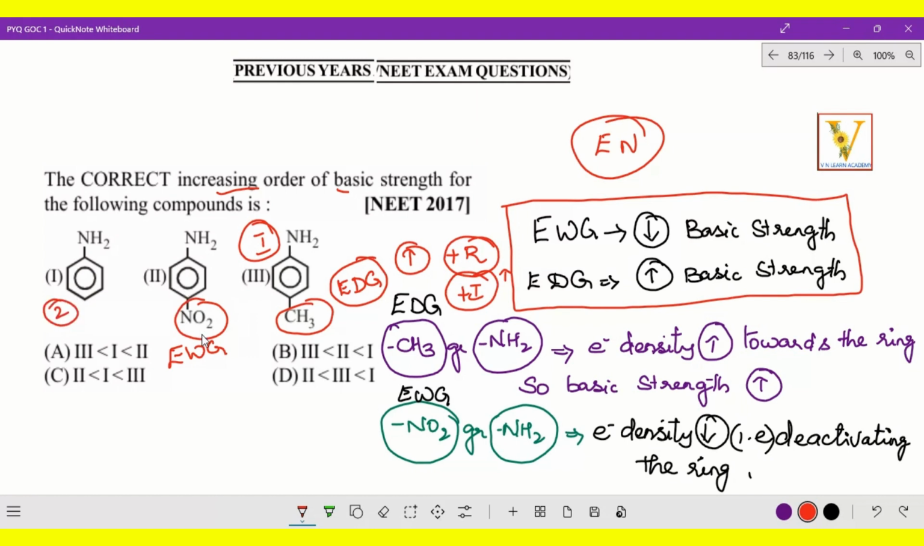Third one, the nitro group, which is least basic. Why? Because it is an electron withdrawing group, that is actually the minus I effect. So the minus I effect will decrease the basic strength. I hope you got the clarity. Now that means 3 1 2. So 3 1 2, option A is the correct option. I hope you got the clarity about electron withdrawing group and electron donating group.